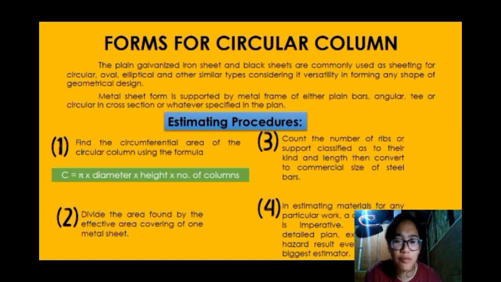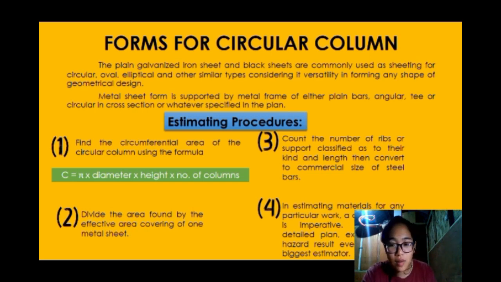So, si metal sheet form, it is supported by metal frame or either plain bars, angularity, or circular cross section, or whatever is specified in the plan. So, in estimating kung pila ang ato ang magamit, so we will also follow 4 steps. So first is to find the circumferential area of the circular column using the formula C is equal to pi times the diameter times the height times the number of columns.